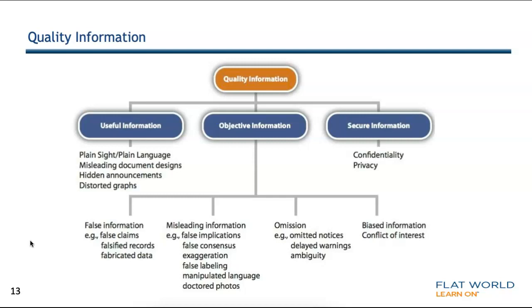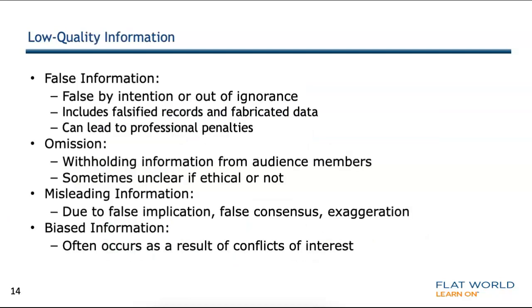Useful doesn't waste information. Objective is being clear, accurate, and unbiased. Secure is not corrupted or falsified, right? Correct information. And quality information is thus information that is useful, objective, and secure. The 3 of those put together.